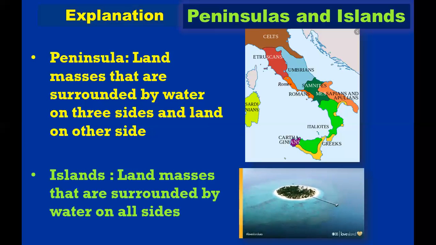Next we find an island. It is a landmass which is surrounded by water on all sides. In Europe, you can locate an island, the UK, and if you come to India, Sri Lanka is an island.